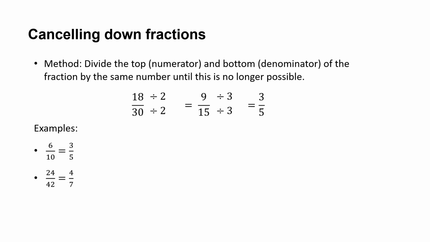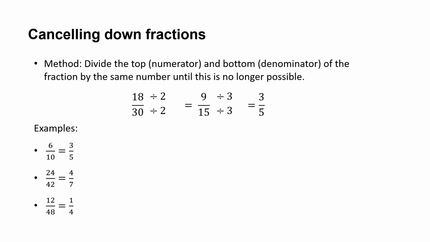Next, we have 24 over 42. So again, we could divide both top and bottom by 2, but if we look carefully at this one, we can also divide top and bottom by 6. 6 is a common factor of both 24 and 42. So if we divide 24 by 6, we get 4, and if we divide 42 by 6, we get 7. So this fraction simplified becomes 4 over 7.